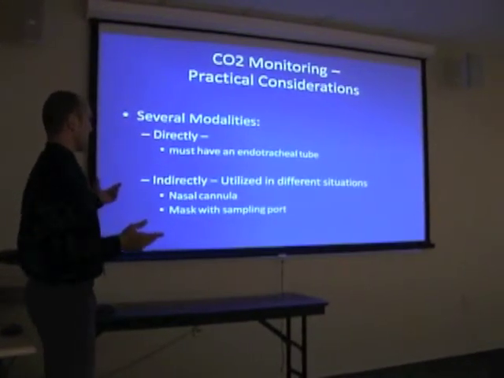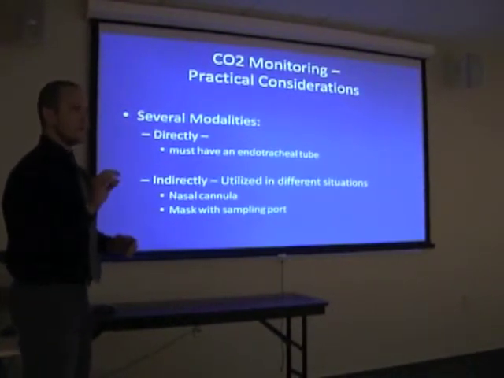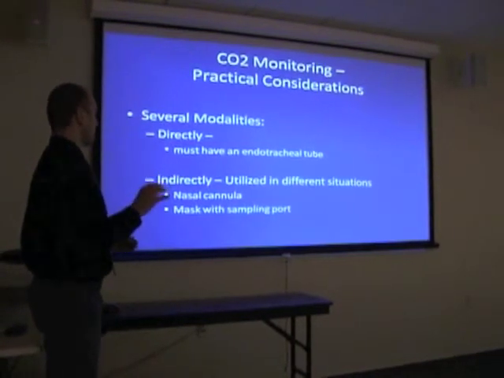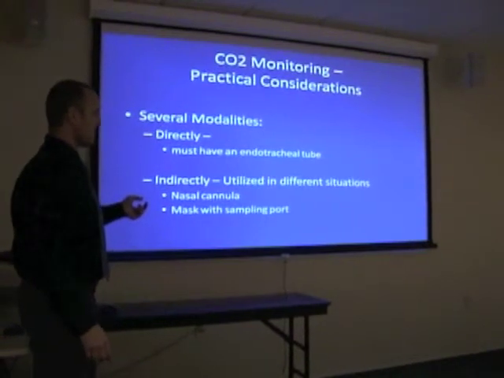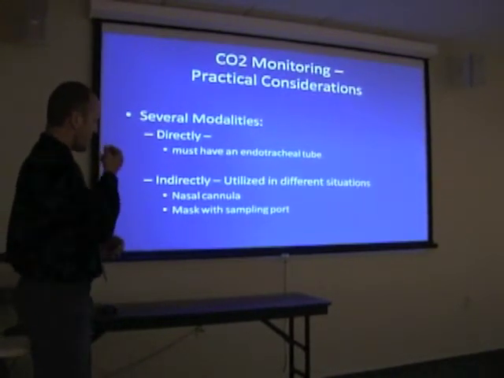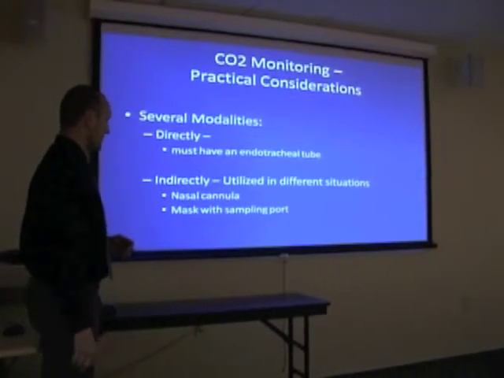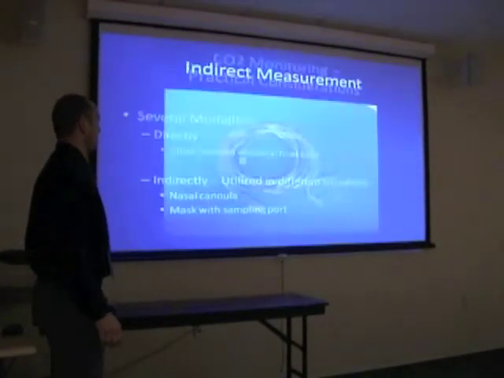The first way is directly, and that's what we're doing. You have to have an endotracheal tube to be able to do that, and that's where the absolute number, and I'll talk a little more about that, is important. Whereas indirectly is what the nurses are doing, and really you use a nasal cannula or a mask with the sampling port to get that information. We'll go over the differences.